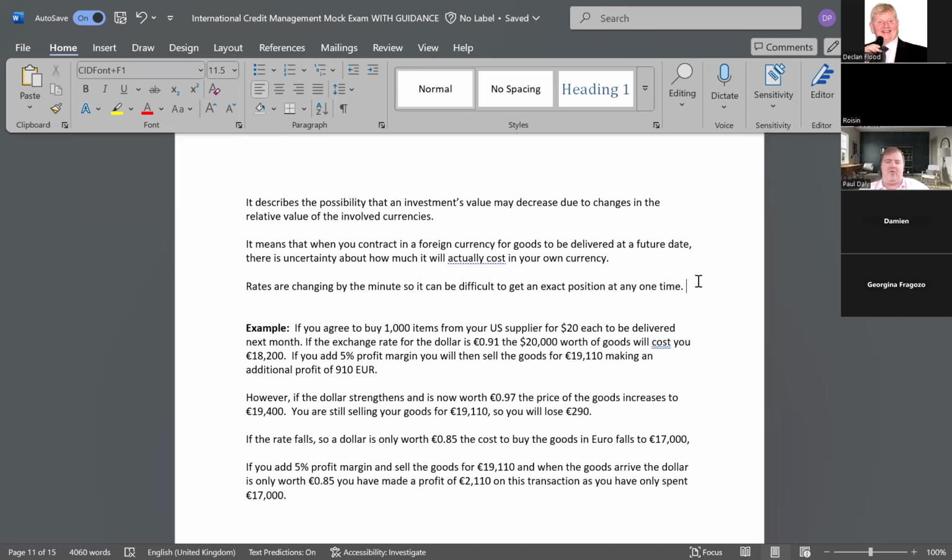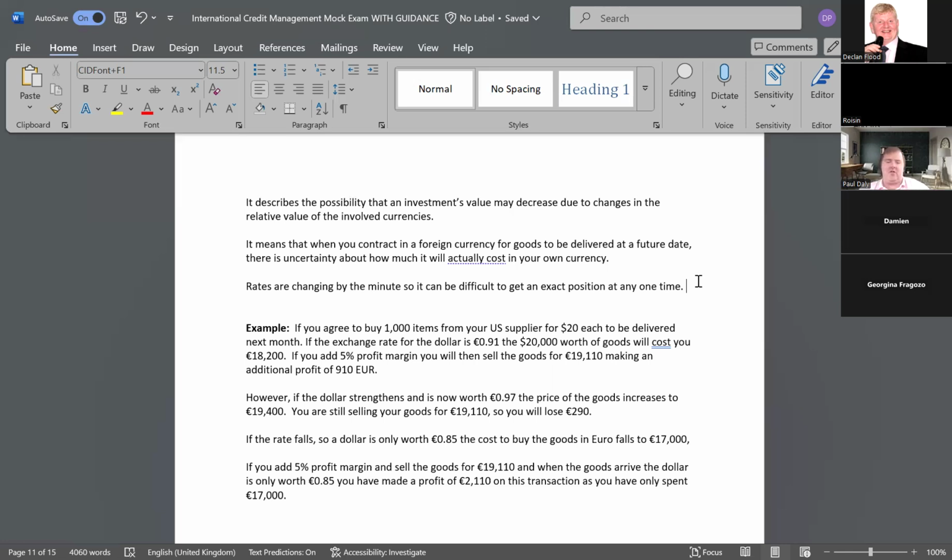$17,000. Okay, so in the first example, we were spending a little bit over 18. In the second example, we were spending well over 19. We're now only going to spend $17,000. We are still going to sell our products for the same amount, so we're going to get in 19,110 euro from our customers. We have now made a profit of $2,110 on the transaction. So that's just three little mini examples.